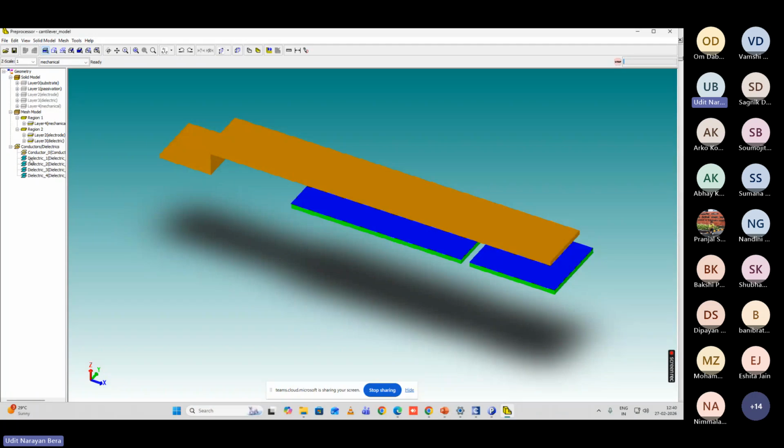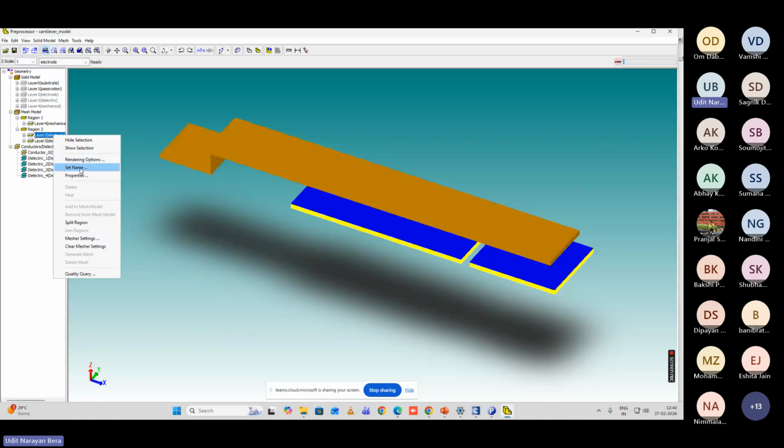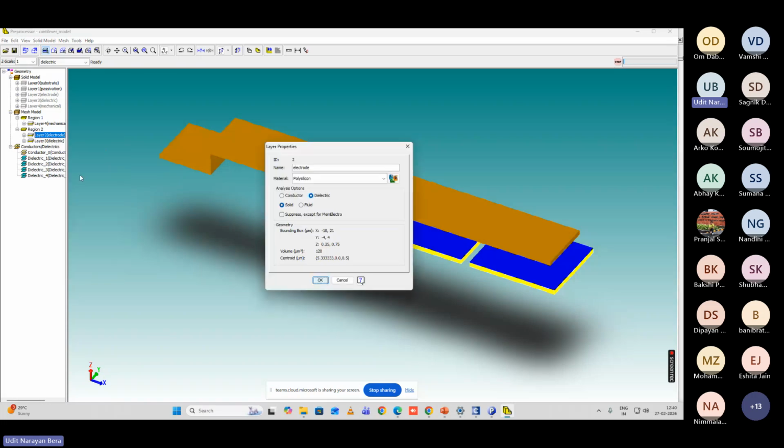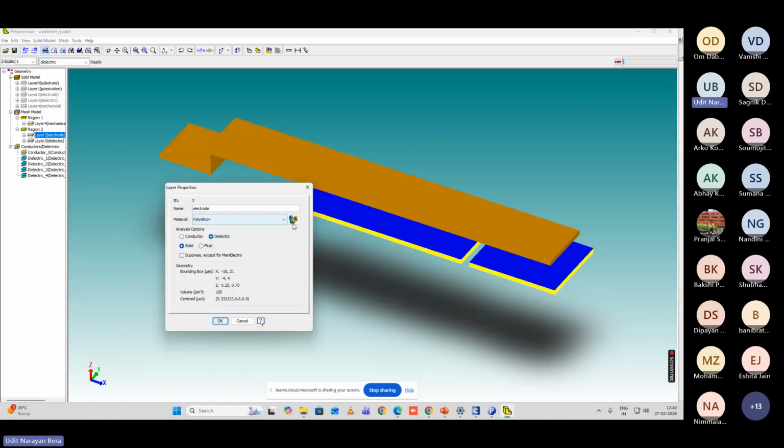After that, you need to set the properties. Let's go to the electrode property. Its name is electrode. Now go to the property. You can also change the material from here. It will be the final time you can change the material if you wish to.